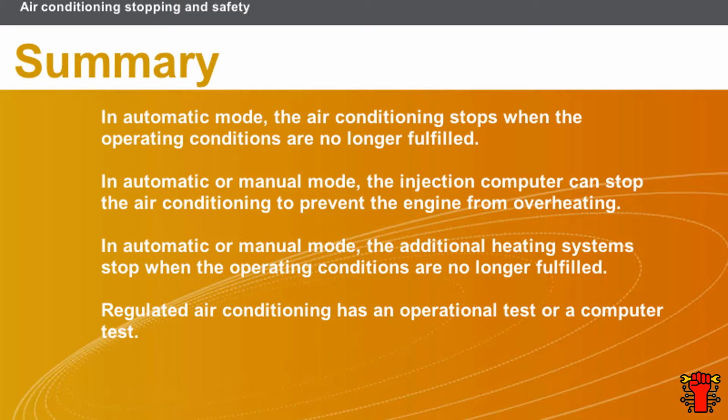In this section, we covered the following points. In automatic mode, the air conditioning stops when the operating conditions are no longer fulfilled. In automatic or manual mode, the injection computer can stop the air conditioning to prevent the engine from overheating. In automatic or manual mode, the additional heating systems stop when the operating conditions are no longer fulfilled. Regulated air conditioning has an operational test or a computer test.